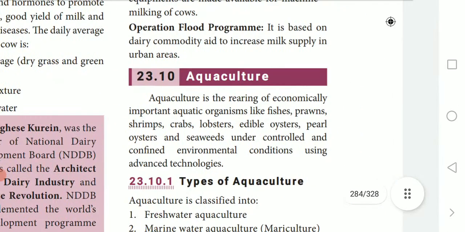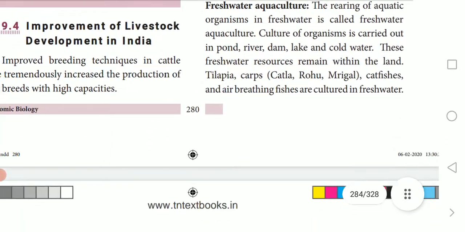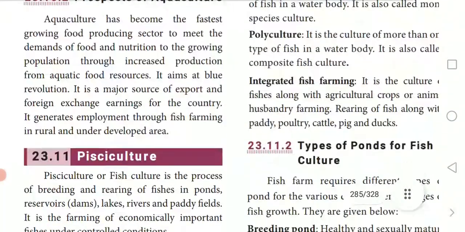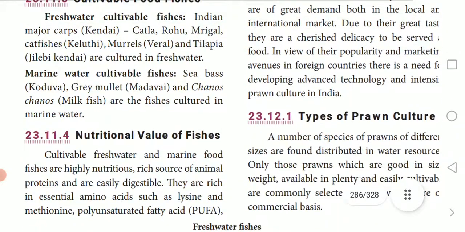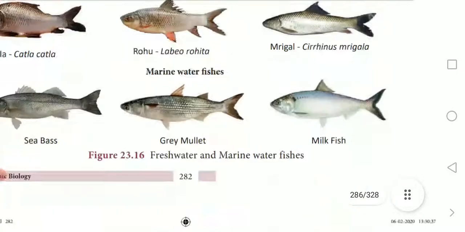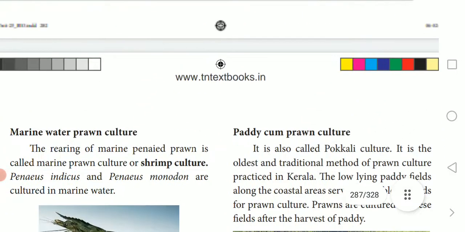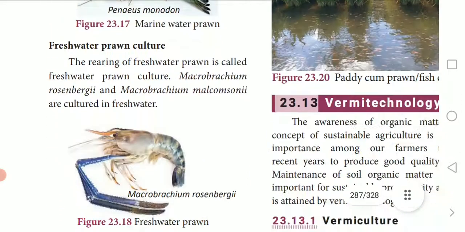Next, straight away we'll move on to vermi technology. We'll move on to 23.13. The remaining topics are reduced topics, so you can directly go to 23.13.